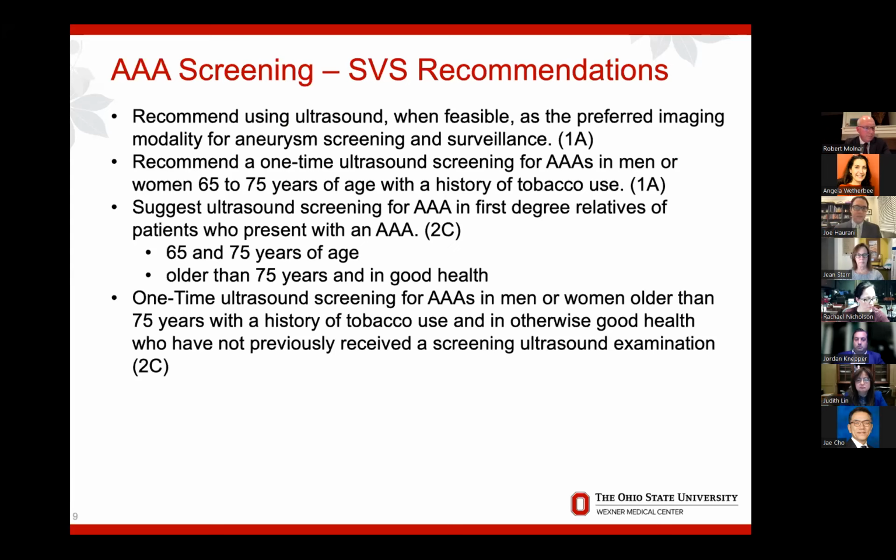And then for the folks that are older than 75, the importance there is what is the likelihood that they're going to live long enough to benefit from that screening? In other words, if they didn't have an aneurysm at 65 to 75, and you screen them at 75 and find a 3-centimeter aneurysm, but they're frail and have cancer, et cetera, are they going to be around long enough to benefit from the survival benefit of finding that aneurysm or not?